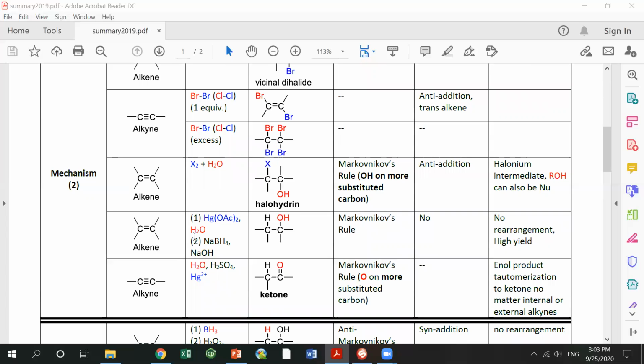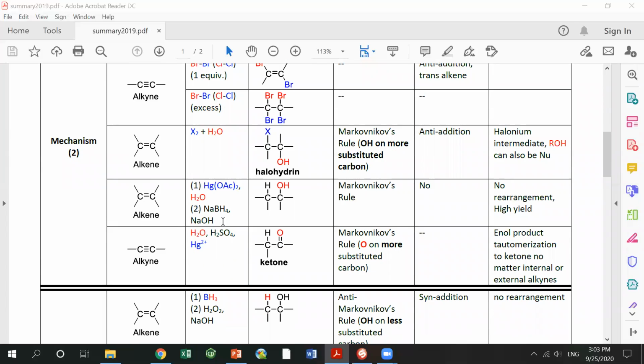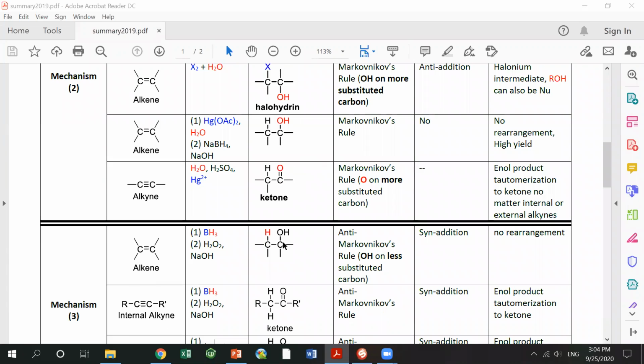We also learned the oxymercuration-reduction reaction. This also generates an alcohol and follows the Markovnikov rule. The good thing is that it normally has higher yield and no rearrangement. Oxymercuration-reduction can also be applied to alkynes, generating a ketone as the final product. The reason is that at the very beginning you generate an enol, but because of enol-keto tautomerization, you eventually get a ketone as the final product. Keep that in mind.